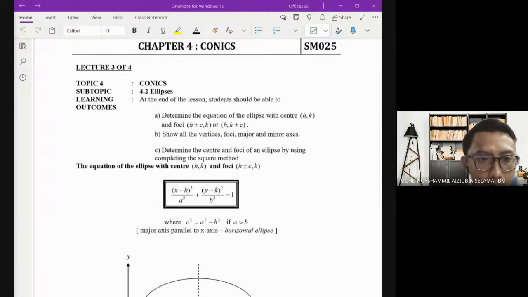Sorry, mungkin line tak berapa nak okay. Apa saya nak cakap ni? Lupa lah. Okay, tak apa. Bismillahirrahmanirrahim.